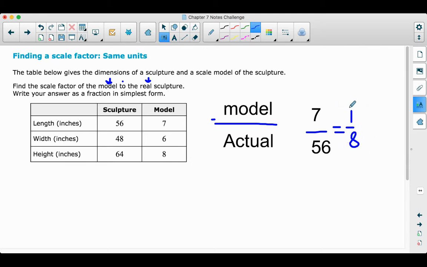Does that scale factor work for the width and the height? Yes, it does. Each time when I make my fraction, it all comes out to be 1/8, which means my scale factor is 1/8. So again, all I'm doing is I took the model and I put it over the sculpture, and that gives me how it's related to each other, their scale factor. Each line should come out to be the same.